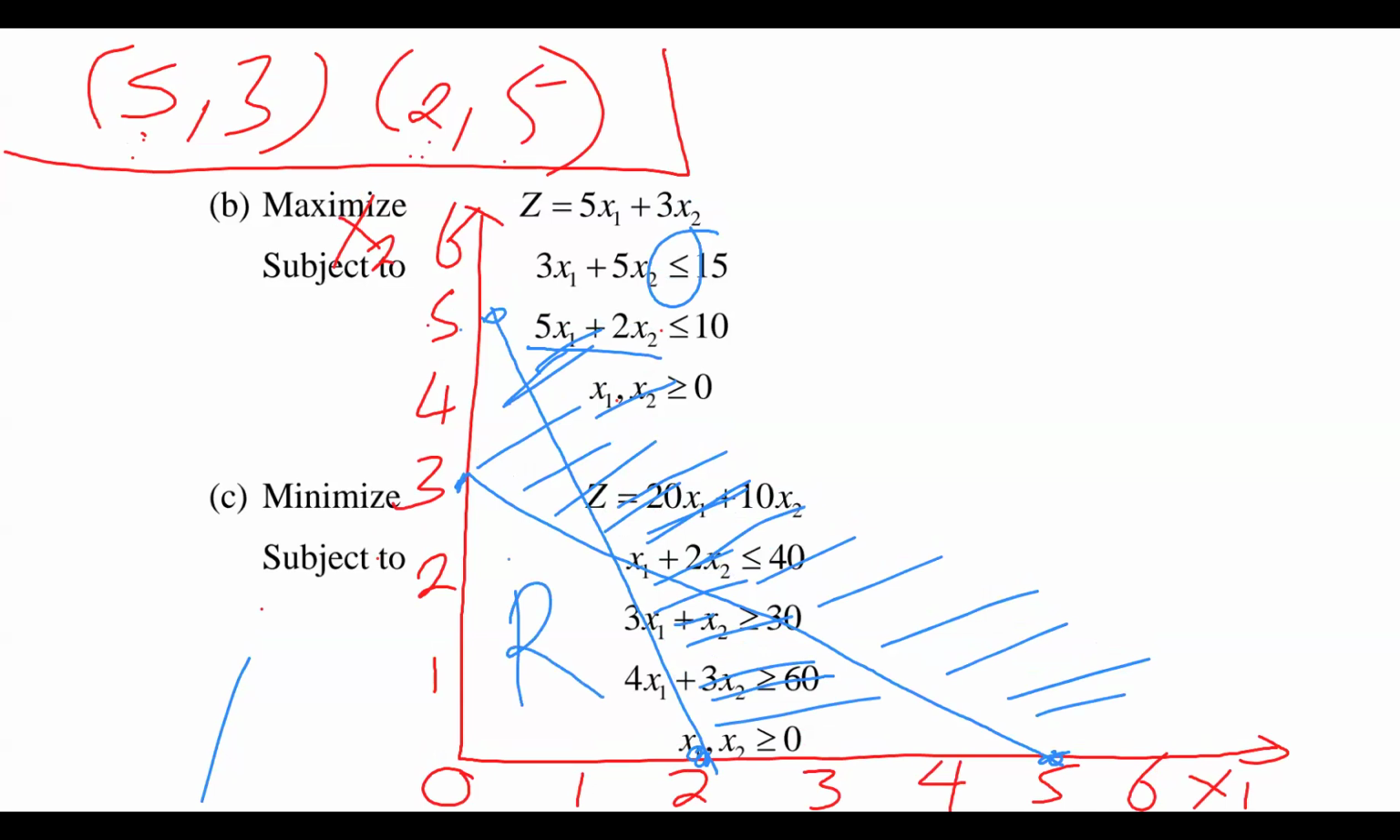Because there is another line here. x1 is greater or equal to 0, which means where is x1 equal to 0? It's along this x-axis, right? That's where x1 is equal to 0, isn't it? Yes, sir.